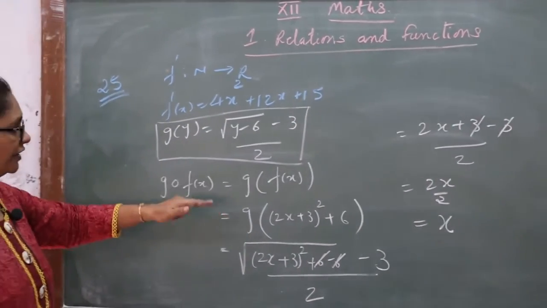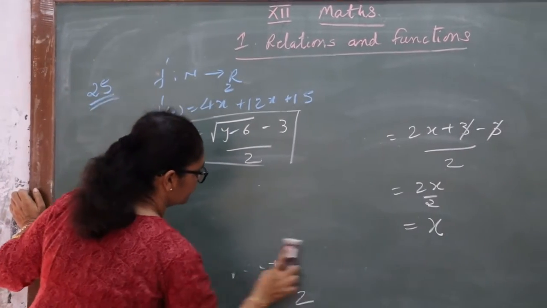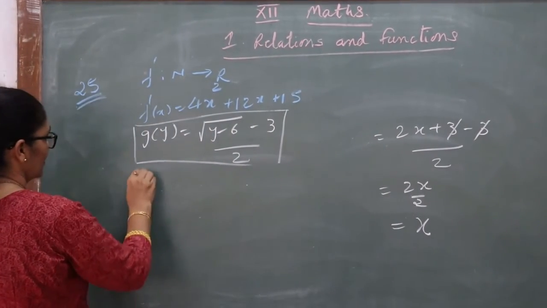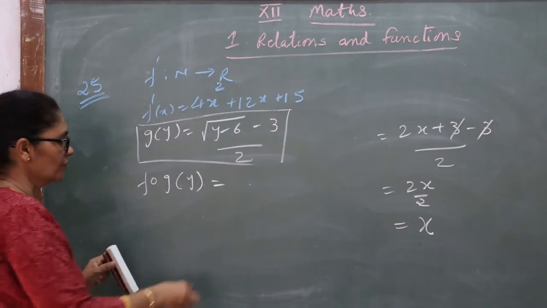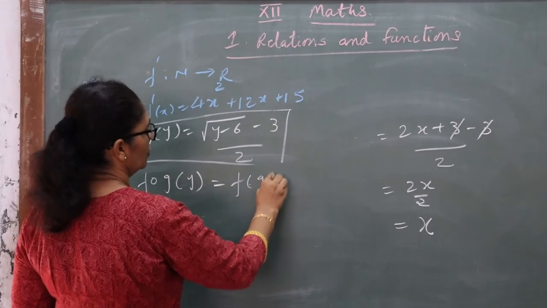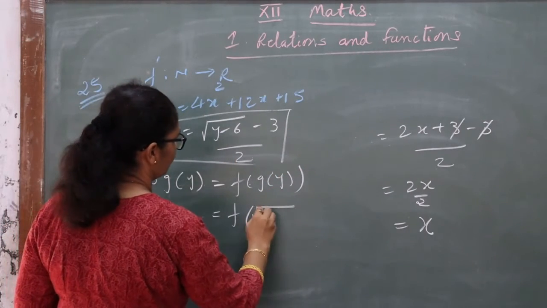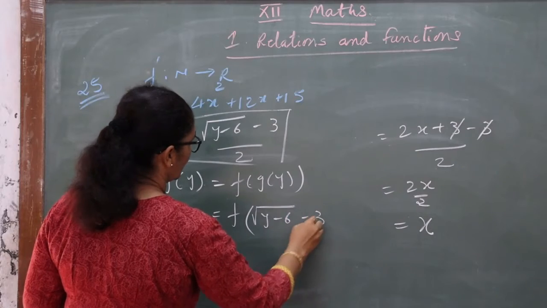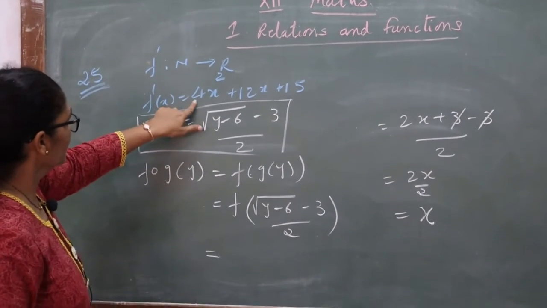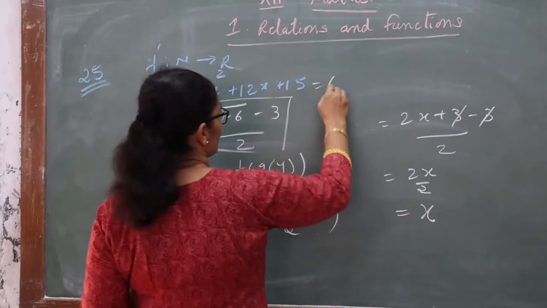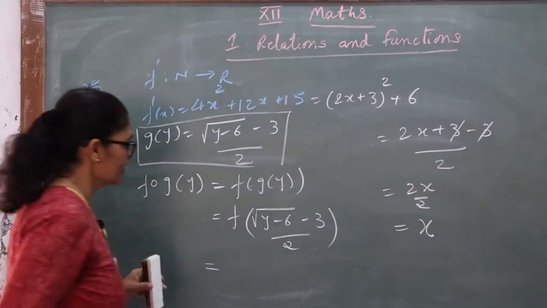Now for our convenience we can check f over g also. So let's check it. Now we start f over g. Now g we have taken with y. So we are using y over here. So g of y. Now let's write what is your g of y? Under root y minus 6 minus 3 by 2. Now in f x here we just write f x like this also, because for our convenience, it is easiest way.